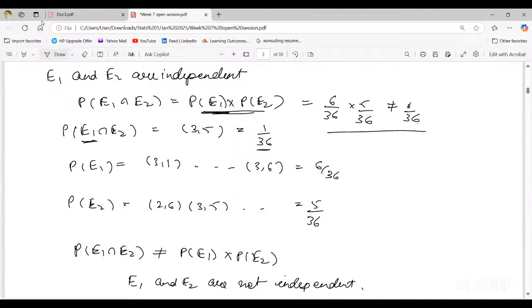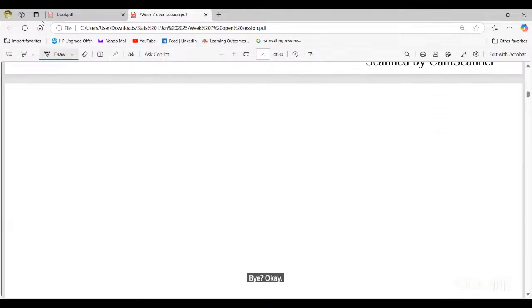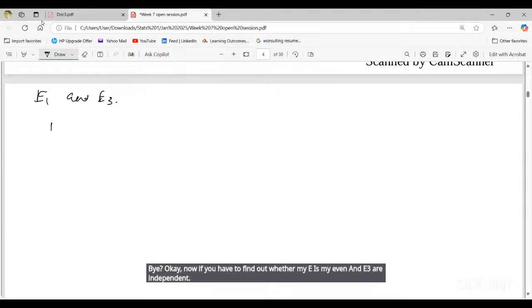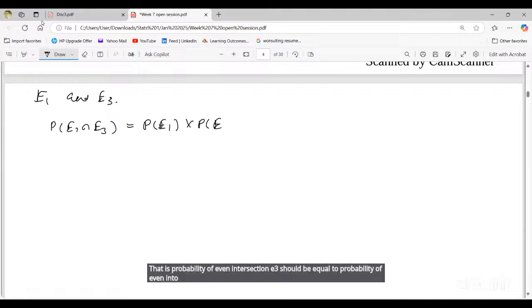Fine? Yes, ma'am. Okay. Now if you have to find out whether my E1 and E3 are independent, that is, the probability of E1 intersection E3 should be equal to probability of E1 into probability of E3. Correct?